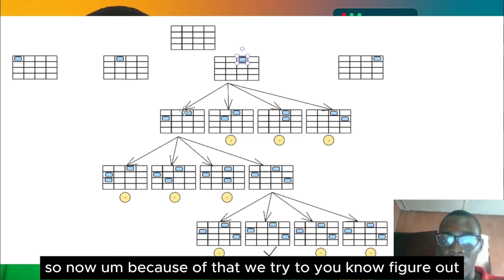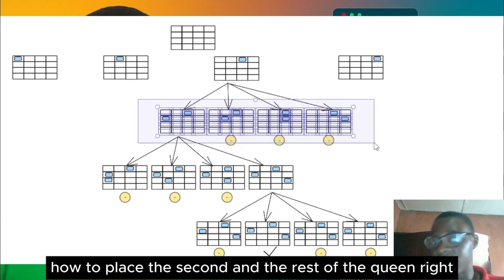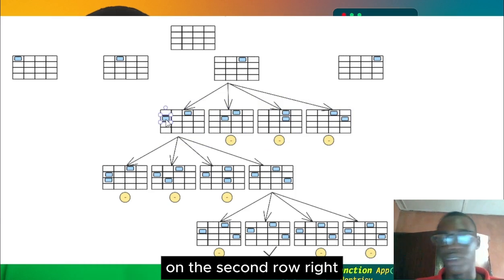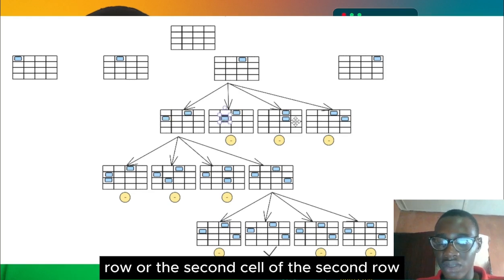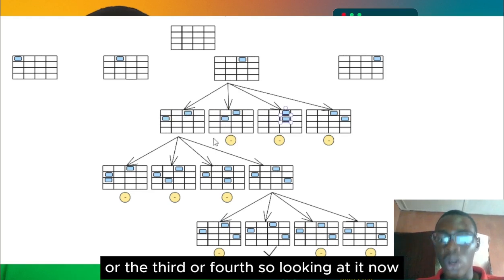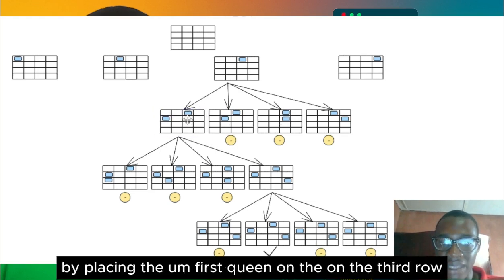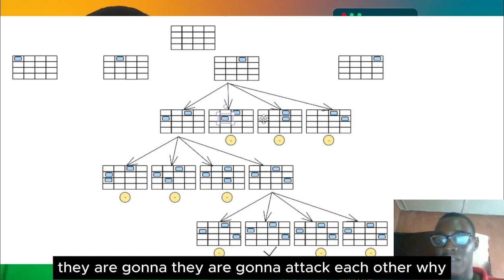So now, because of that, we try to figure out how to place the second and the rest of the queens. We are always going to place the second queen on the second row, right? So we can place it on the first cell of the second row, or the second cell of the second row, or the third or fourth. Looking at it now, you see that only the first cell is valid. Why? Because by placing the first queen on the third column, if we place the second queen on the second column, they are going to attack each other.